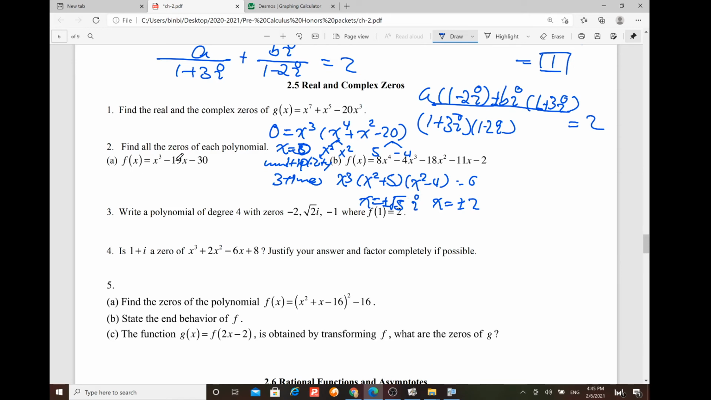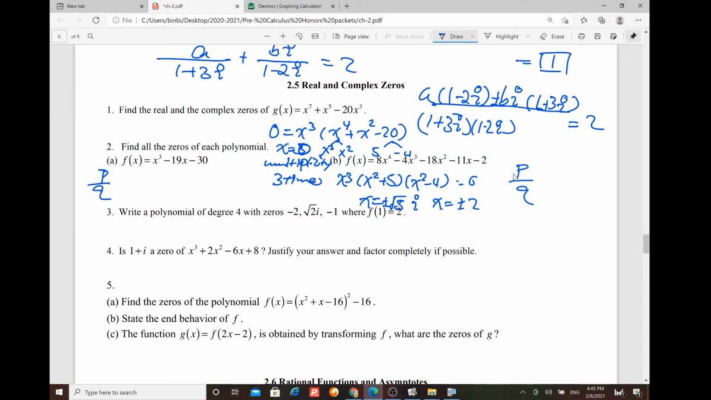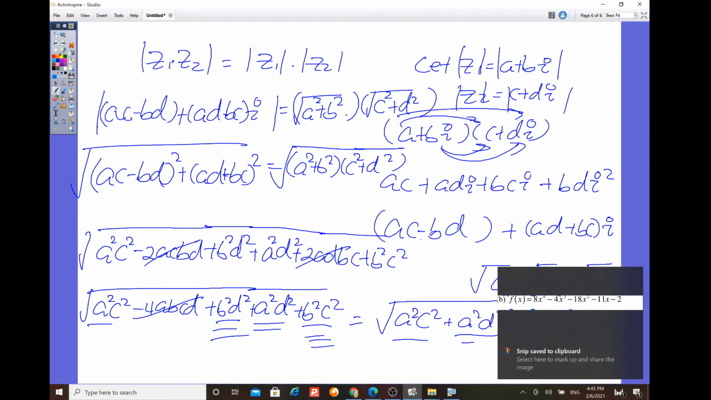And then for 2a, 2b, it's about using p over q. Okay, so I'll do 2b there, because that one looks a little bit more complex. So once you reduce down by using the synthetic division, so the rest of the 0, you can simply either factor it, or you can use the quadratic formula. Okay, so for number 2, again, similar to what we've been doing in Algebra 2.